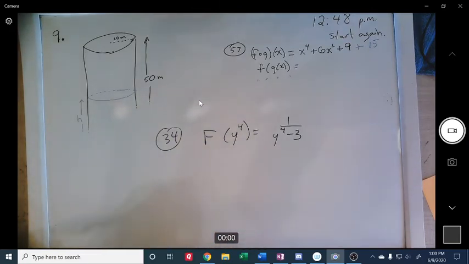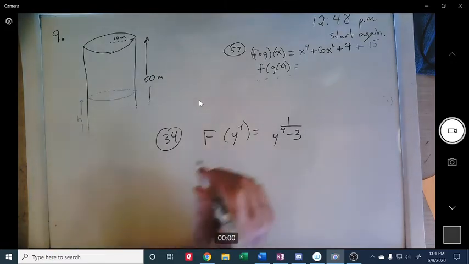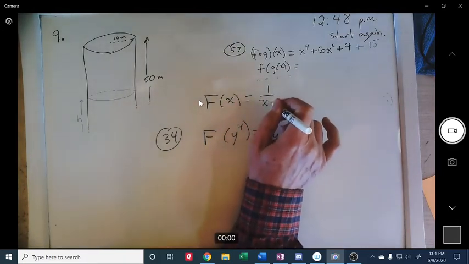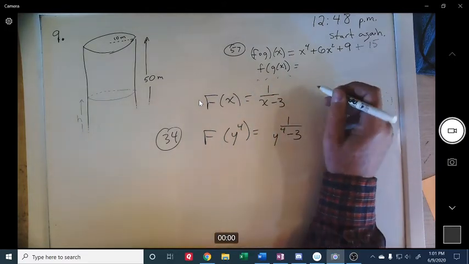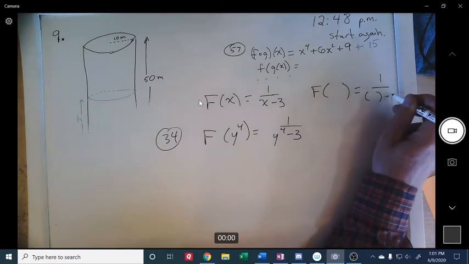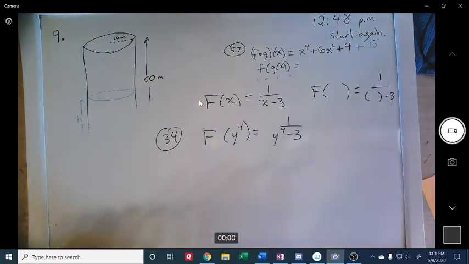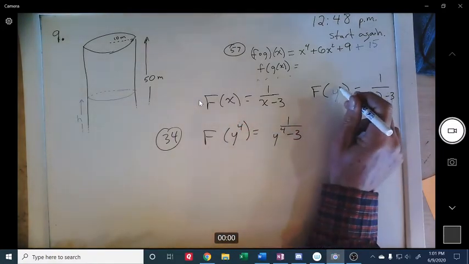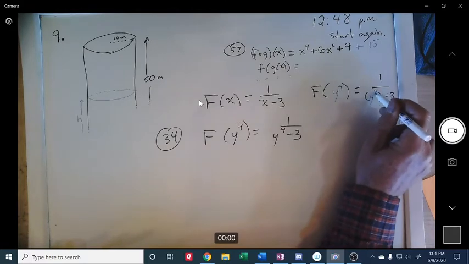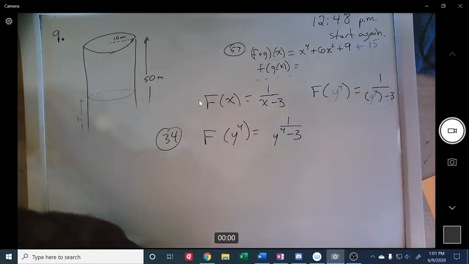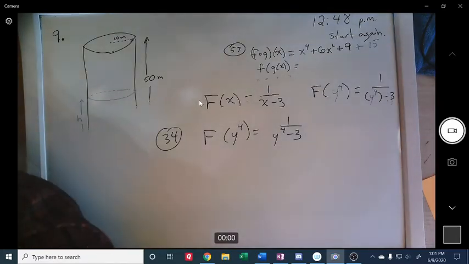Does that make sense? Oh, you don't raise the whole thing to the fourth power, you just replace whatever x is with y to the fourth? Yes. What this really means is f of anything is 1 over that thing minus 3. So what we're going to do is put in the y to the fourth here and here. Any other questions?